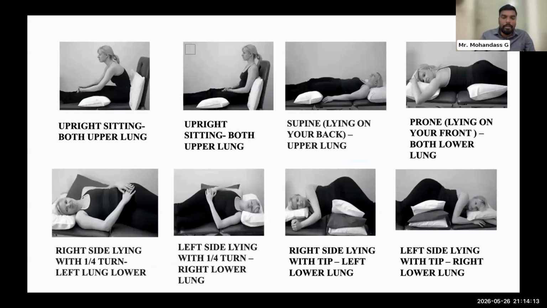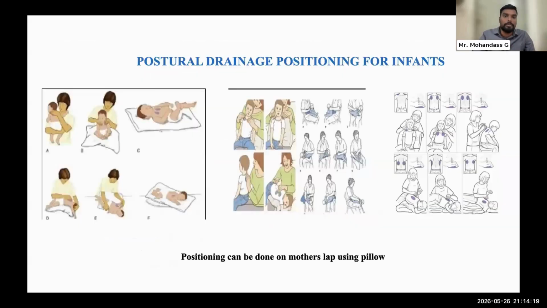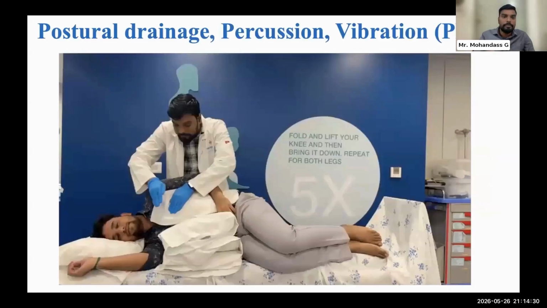Choose any one of these positions, but the common position here is always right side lying and left side lying, which covers most of the lung lobes. So that is the common choice of position. For positioning infants, we can use the mother's lap with the help of a pillow, and then we can teach them how to do the percussion and vibration.